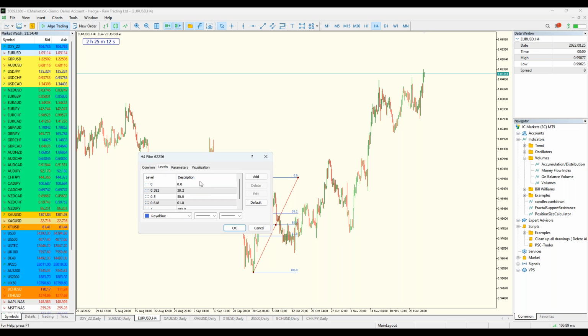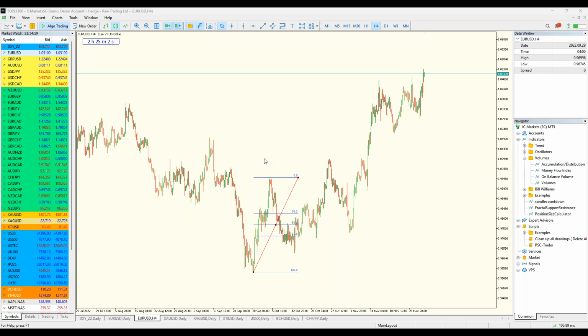And also while we're on that, we prefer using Fibonacci in a trend rather than in a sideways market. So if the market's not really trending, we're going to find that it becomes unreliable.